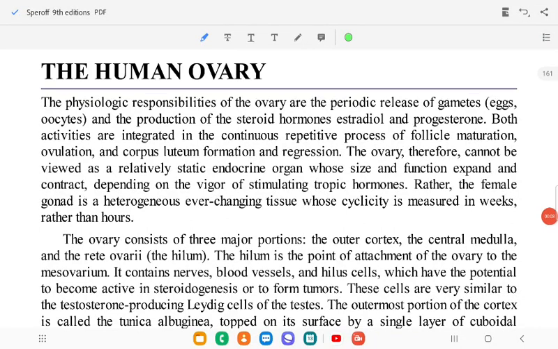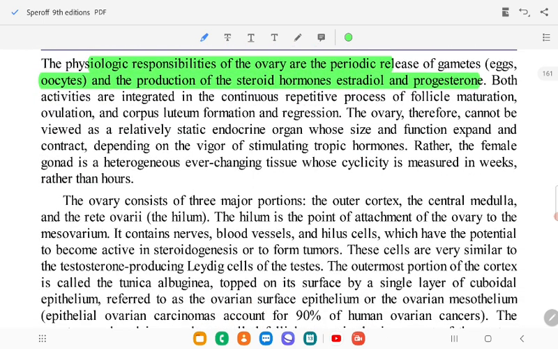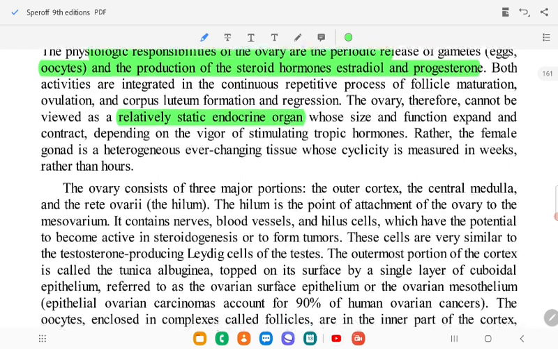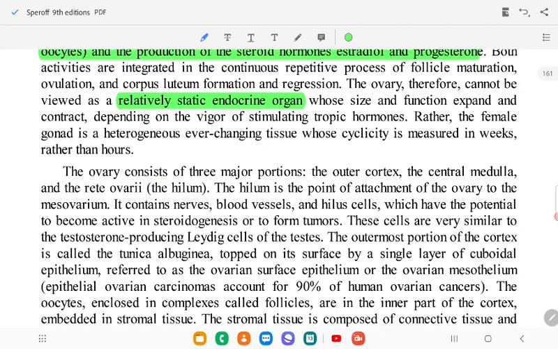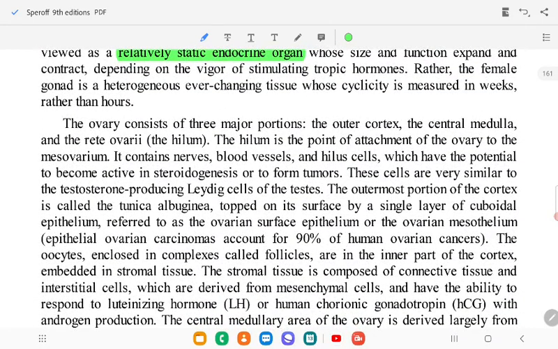The physiological responsibility of the human ovary is the periodic release of gametes, eggs or oocytes, and the production of steroid hormones, estradiol and progesterone. Both activities are integrated with the continuous repetitive process of follicle maturation, ovulation, and corpus luteum formation and regression. The ovary therefore cannot be viewed as a relatively static organ whose size and functions expand and contract depending on stimulating trophic hormones. Rather, the female gonad is a heterogeneous, ever-changing tissue whose cyclicity is measured in weeks rather than hours.